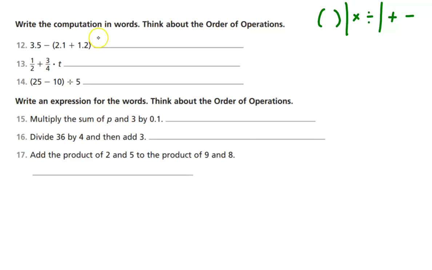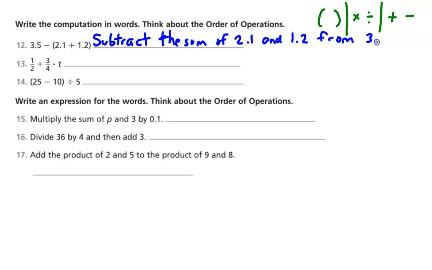So we're going to subtract the sum of 2.1 and 1.2 from 3.5. So we know we're doing subtraction, but not until we figure out what these two are added together. I'll give you a second to write that down. Again, it's subtract the sum of 2.1 and 1.2 from 3.5.